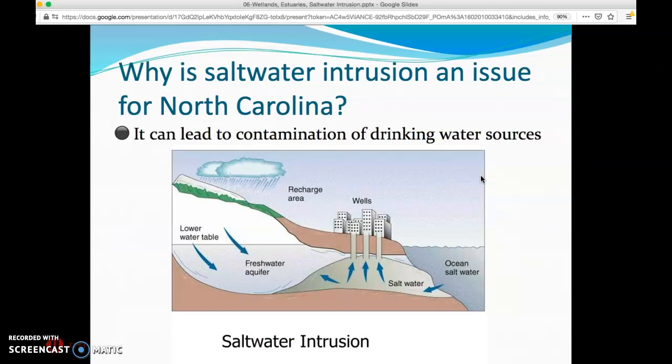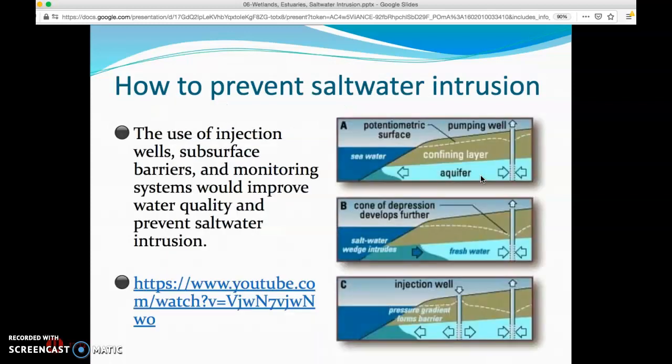Again, it can lead to contamination of drinking water. It's a very egotistic human answer to that, but it can lead to the contamination of drinking water. So we can't drink salt water. We're going to build more wells somewhere else. And it's going to be harder and harder for that recharge, the precipitation or the natural recharge, to be able to offset what we have done with the salt water.